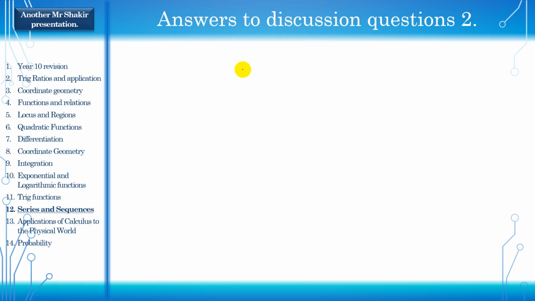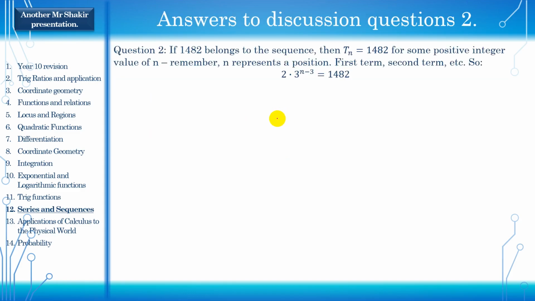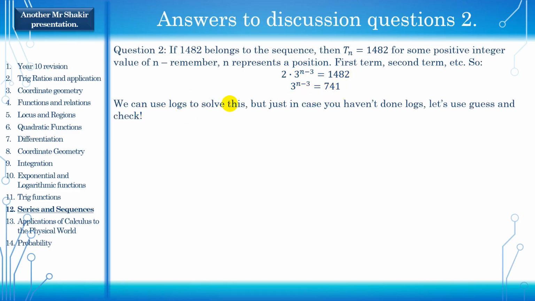So when we were guessing and checking here, we only need to sub in 1, 2, 3, 4, 5, 6, 7, 8, 9. And if the answer is not 1482 when we sub in a whole number, then we know it's not part of the sequence, right? So that, divide both sides by 2, 3 to the n minus 3 equals 741. You can use logs to solve it, but just using guess and check.